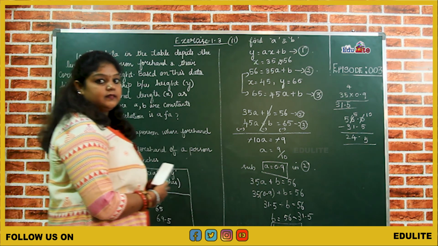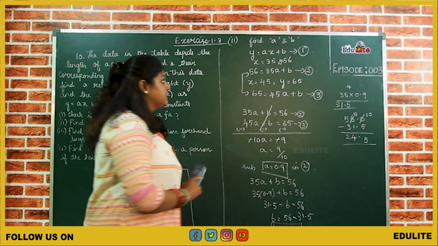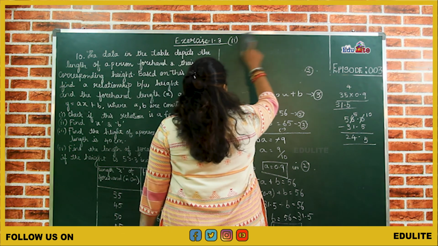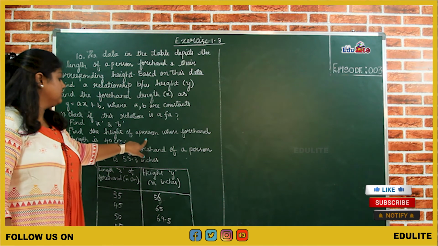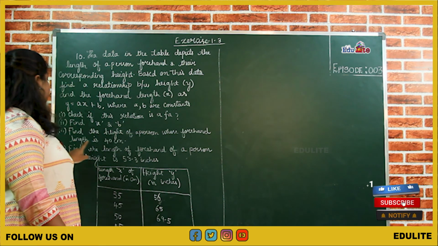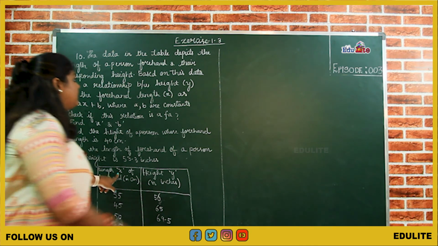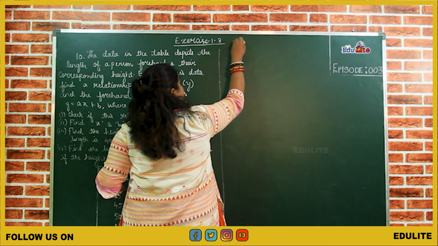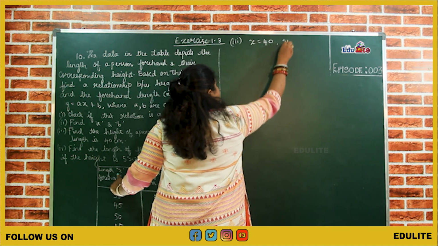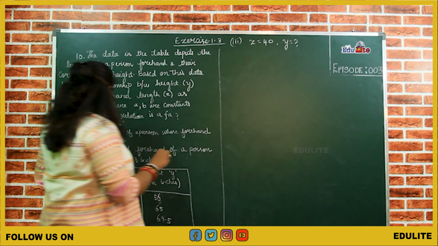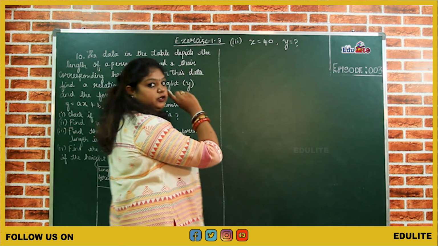We will move on to the third subdivision. Keep the values of a and b in mind. The question is, find the height of a person whose forehand length is 40 centimeters. So, length is given. Length represents the x value. So, the x value is given as 40. We need to find the value of y, because we are asked to find the height of a person.